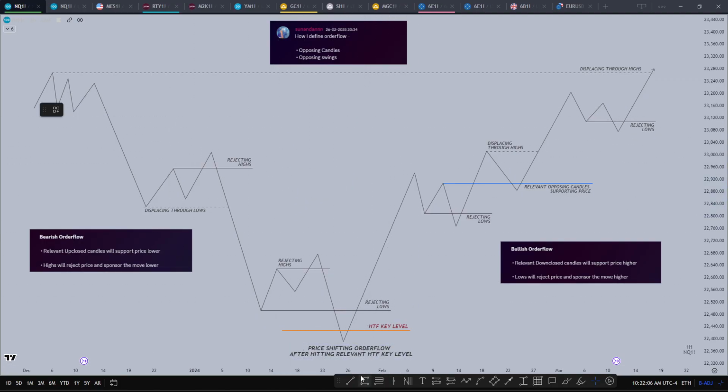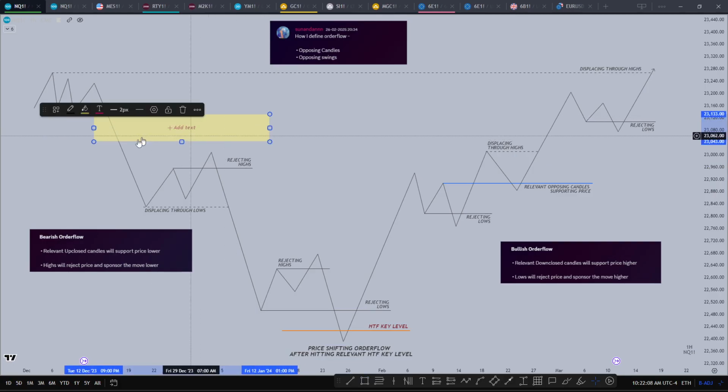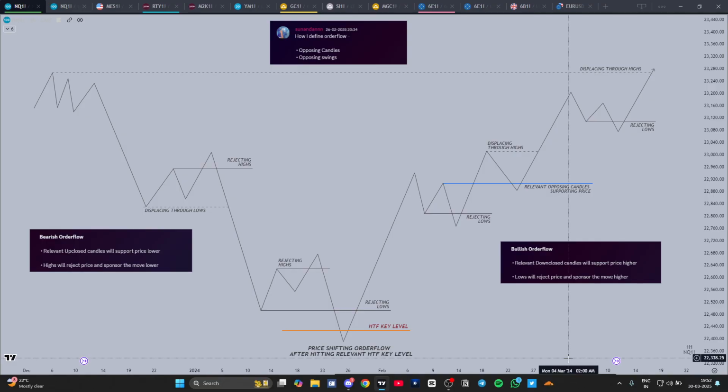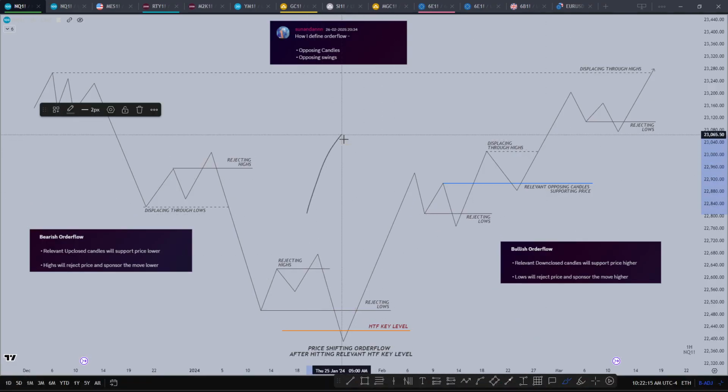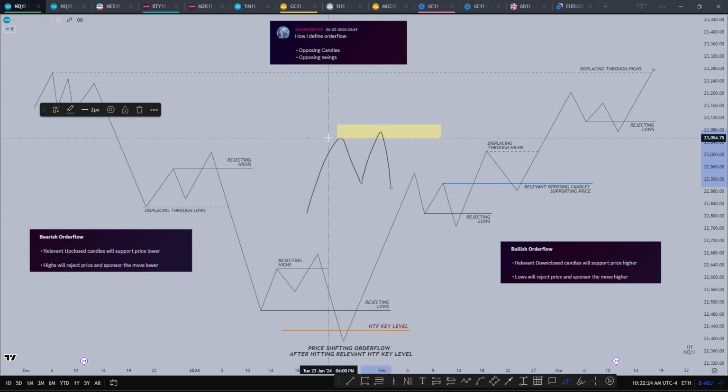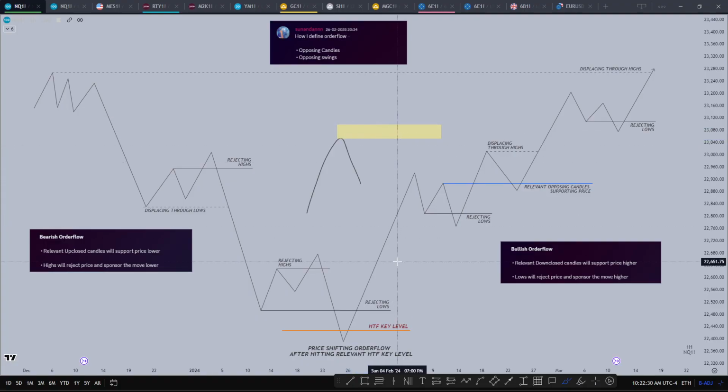Just like you see fair value gaps or order blocks, you should see a high as well as a key level. A bearish key level. Highs in bearish order flow would be rejected. Price will reject a high to go lower. This is bearish order flow. Highs will be rejected. Lows will be displaced through.